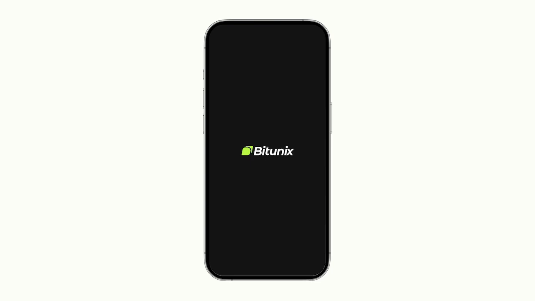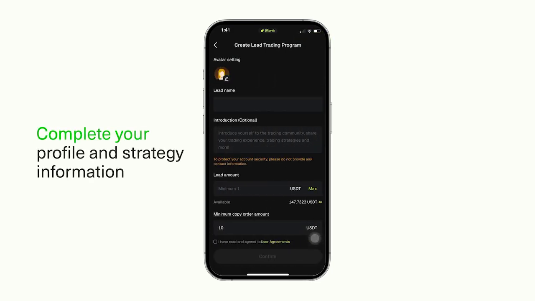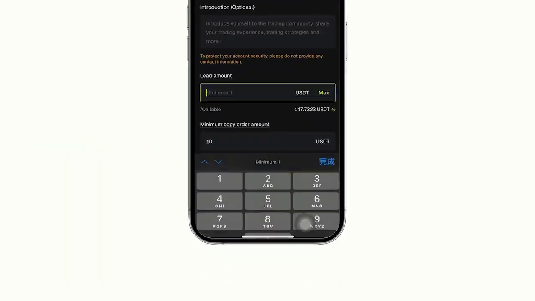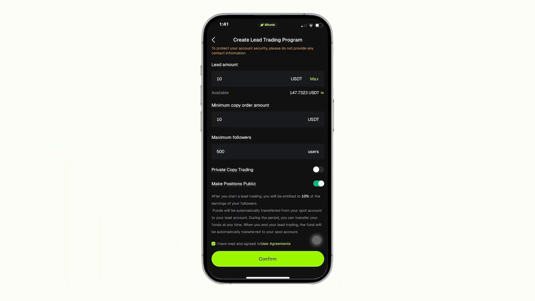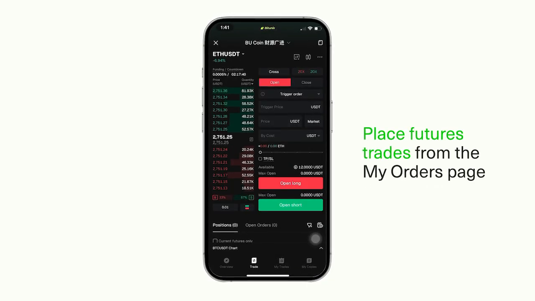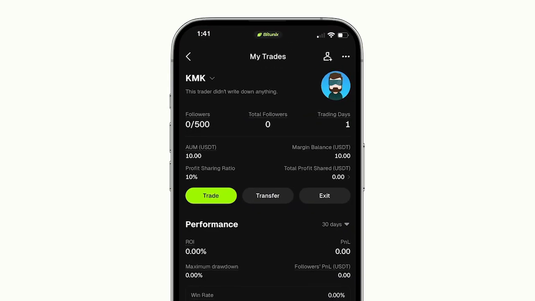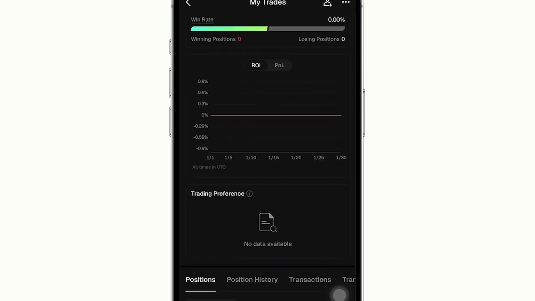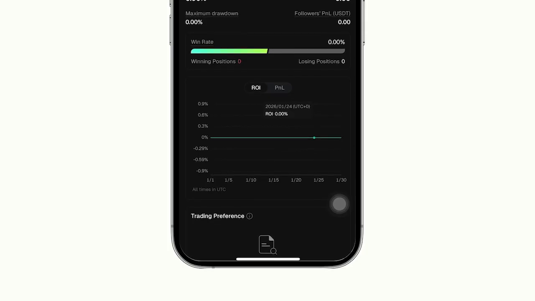To become a lead trader, apply through the app. Complete your profile and strategy information. Once approved, place futures trades from the My Orders page. These trades can be copied by followers. You remain in control at all times. Disable copy trading instantly from your profile settings.